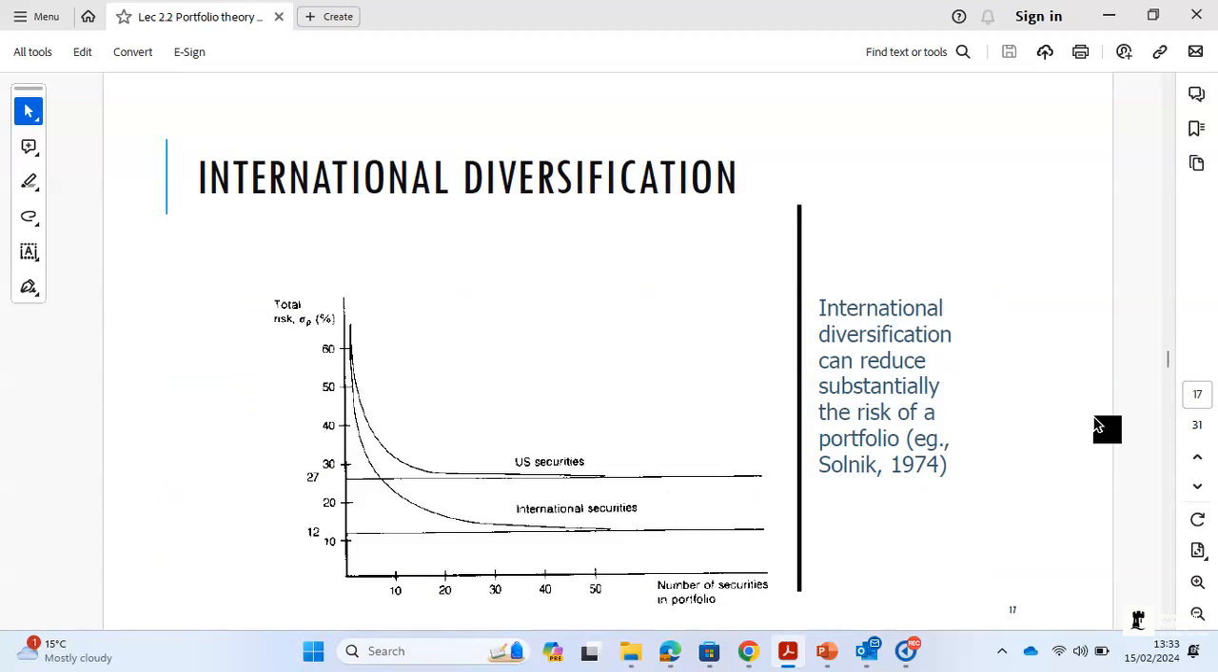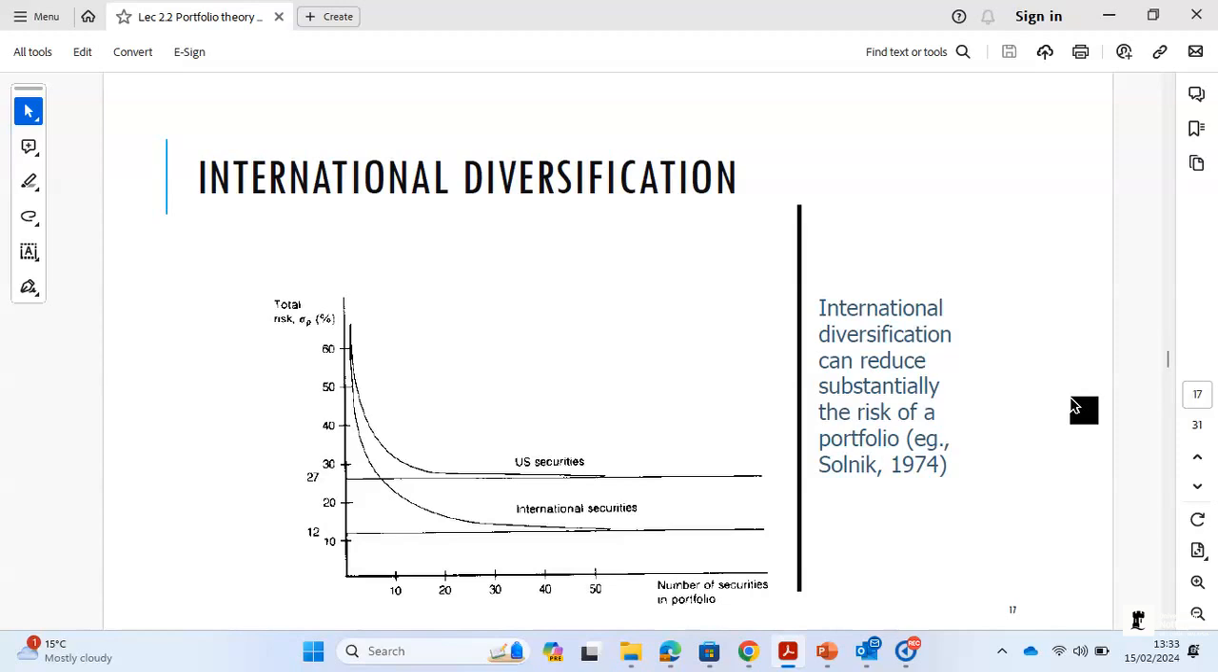If you only hold securities in the US market, this will be your portfolio. It's a similar graph to the one I showed you earlier. As you add more securities to your portfolio, we know the risk goes down, your total risk goes down. But what if you only hold US securities? Then you're diversifying away the unique risk of securities in the US market only.